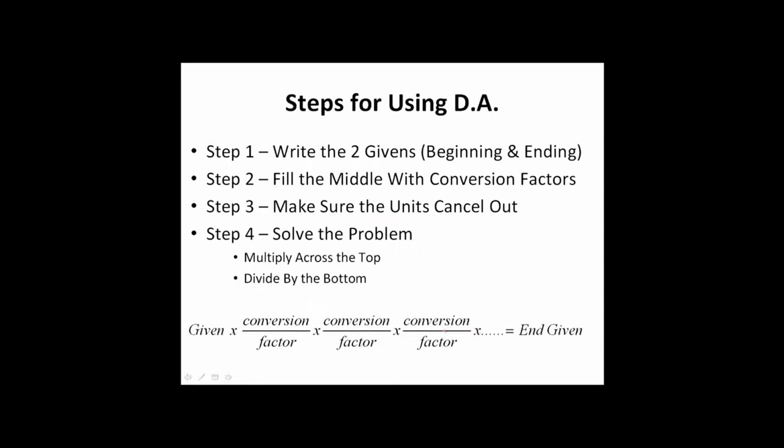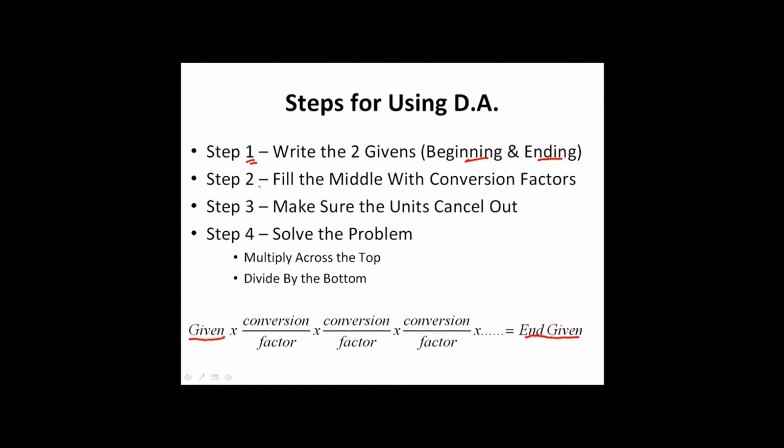In order to use dimensional analysis, I think there are 4 steps that are pretty essential for you to have. Step number 1 is to write the 2 givens out. I call the 2 givens a beginning given and an ending given. The beginning given is found over here. This is the beginning given. Okay? That begins the problem. The other given is the ending given. Sometimes people call this the want, like the given and the want. This is the unit I want to get to. And the whole problem is going to be converting from the given to the other given.